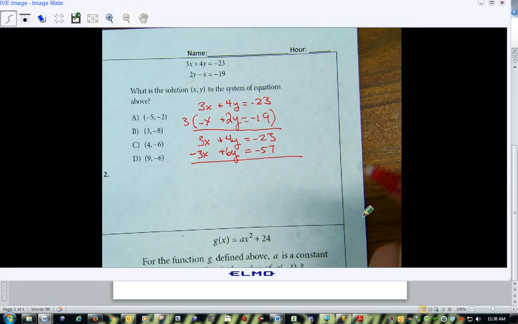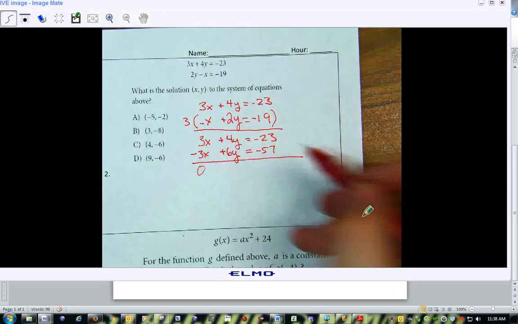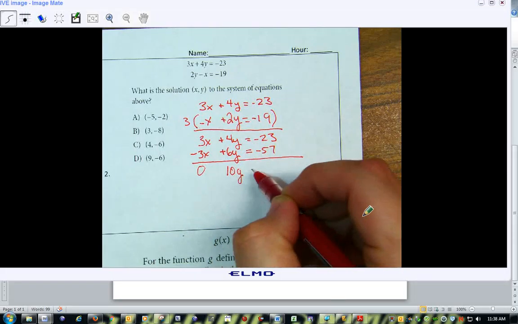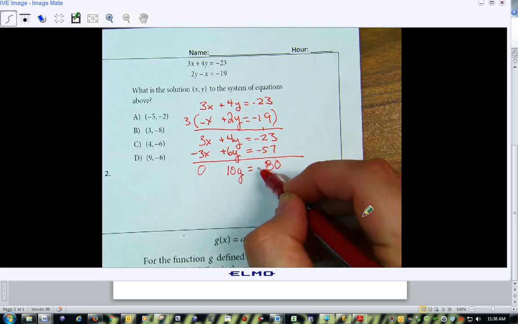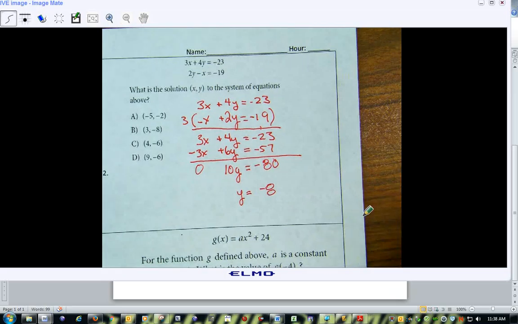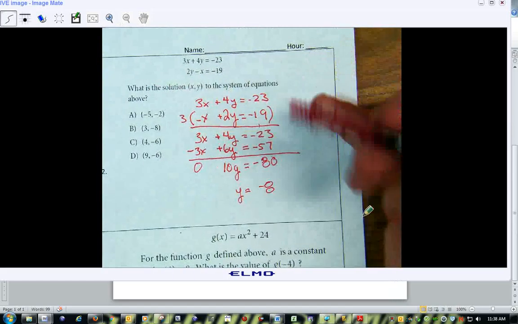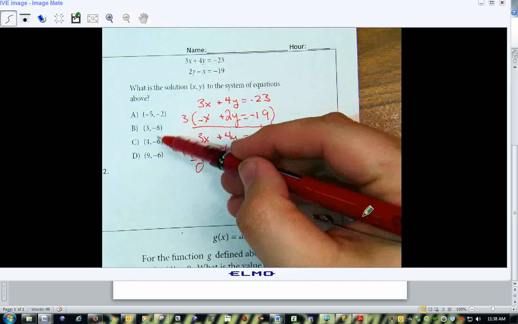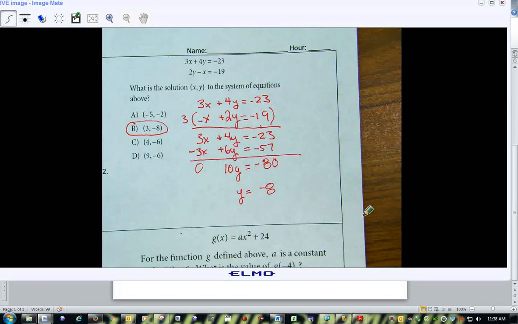Now, add them up. That's 0. That's 10y. Negative 80. So y is equal to what? Negative 8. Now, instantly, when you figured out y is equal to negative 8, and it looks like it worked out pretty good for us, I could just go right here, and I know it's going to be B, because it's the only one that has the negative 8 in it.